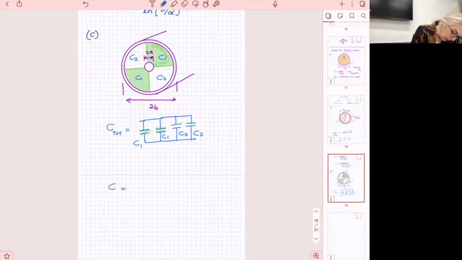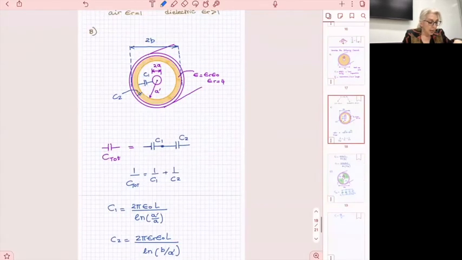C equals, let's assume that we're looking at one, C equals Q1 over V. Now, what is common in these two capacitors and what is different? What is common, these capacitors do share the same voltage, but they do not share the same charge. In this case, they do share the same charge, but they do not share the same voltage.